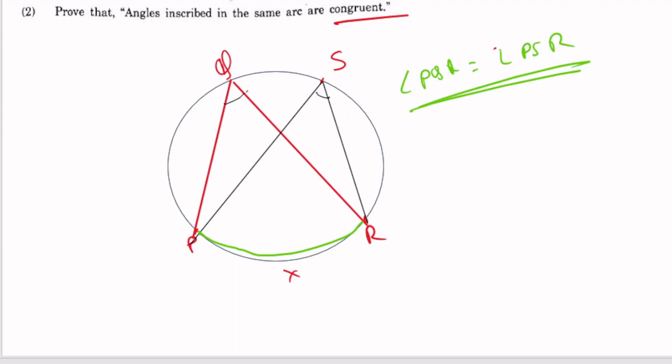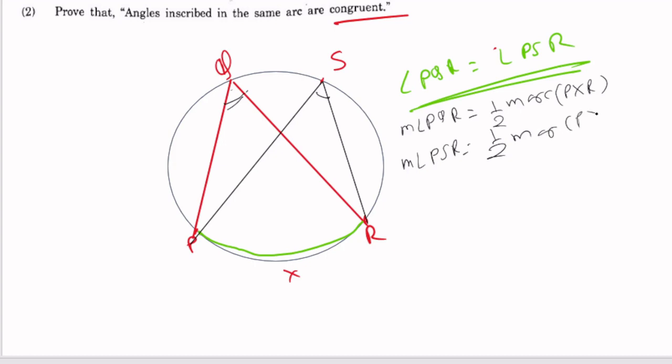To prove that, we know one theorem. Which theorem? The theorem says that for any angle inscribed in a circle on an arc, the measure of that particular angle is half of that particular arc. So I can write it this way: the measure of angle PQR is half of arc PXR. Since both angles are subtended by the same arc, I can write this also: the measure of angle PSR is equal to half the measure of arc PXR.